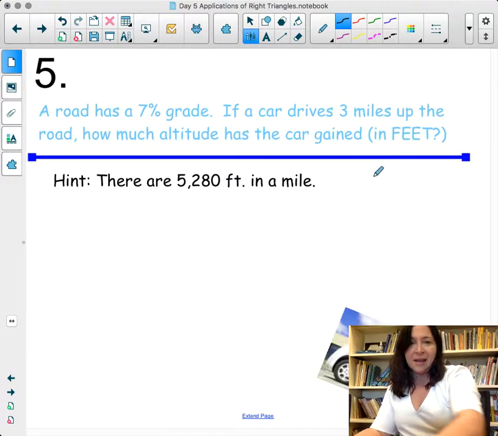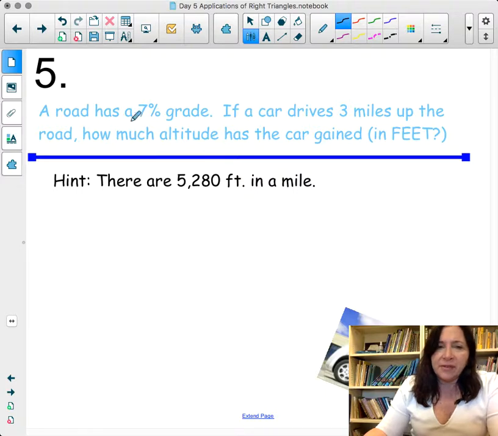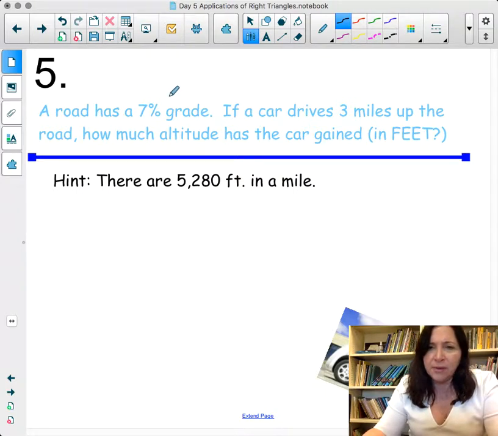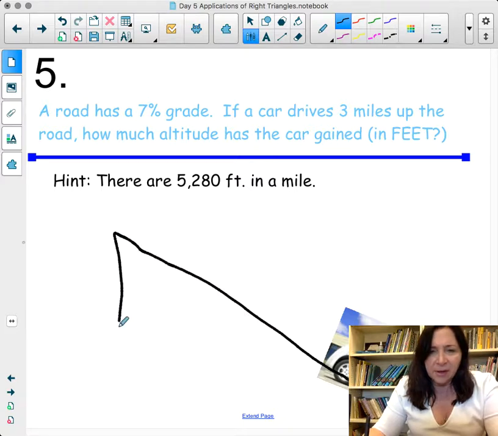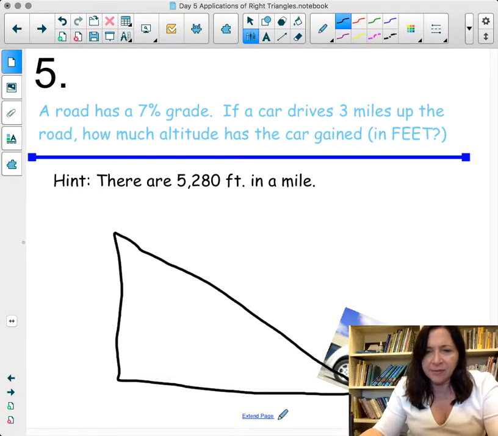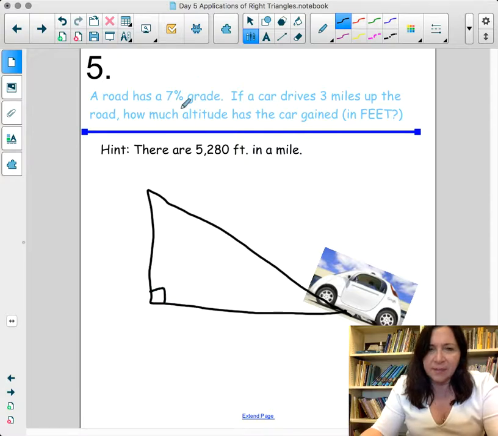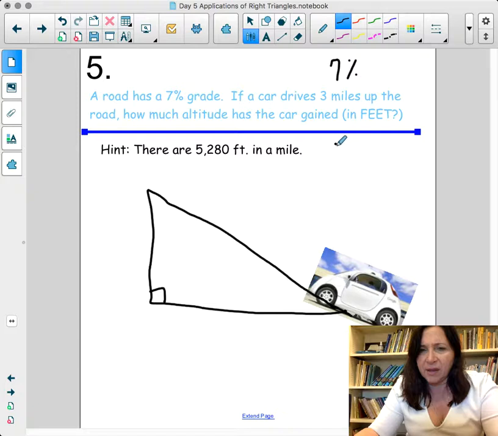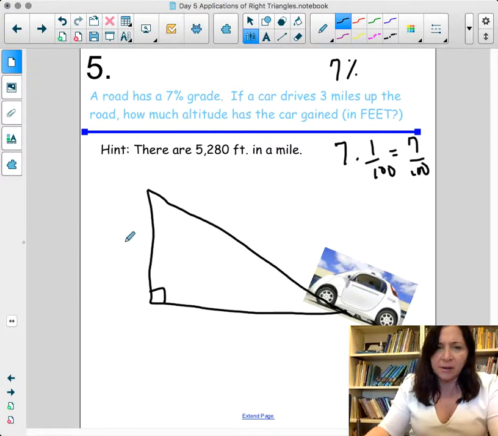That's kind of neat. So number 5 says that we have a road that is a 7% grade. Okay, so let's see, here's my car. So I'm going to say, here's my road. And in this case, let's see here, 7% grade. Keep in mind, 7% is the same thing as 7 times 1 over 100, which is 7 over 100. So that's my rise over my run.